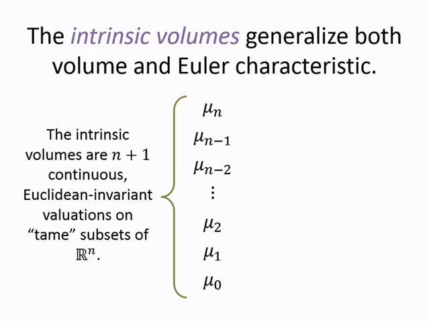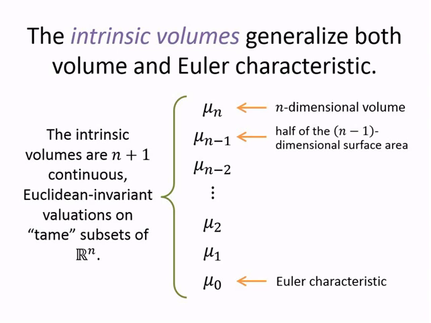And so what are these valuations? Well, mu n is the n-dimensional Lebesgue volume. On the other end of the spectrum, mu 0 is the Euler characteristic in the way that I just described it. What are the ones in the middle? The mu n minus 1 valuation is related to the n minus 1 dimensional surface area. In fact, it's half the surface area. I'll say in a moment why it's half. Down here, mu 1 is basically the mean width.